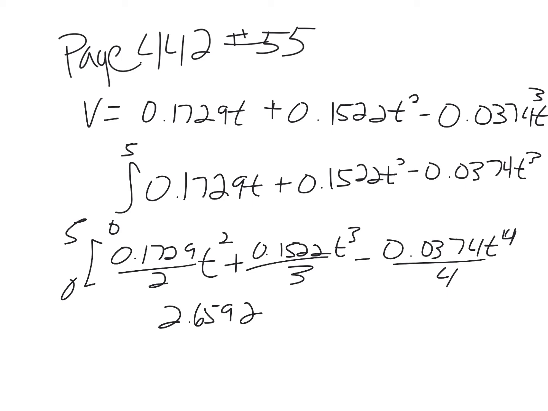So this is how much transpired in 5 seconds. But they want to know the average over the 5 seconds. So we divide by 5 at the end. If it doesn't say average, then we won't be dividing by 5. But it does, so we have to say it's 0.5318. So I divide by 5 because that's how far you traveled, 5 seconds. 0.5318, approximately.